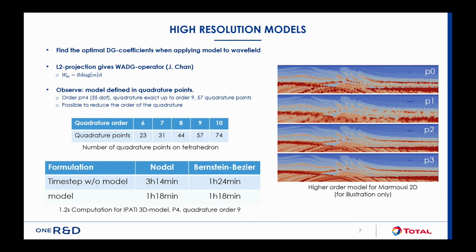So with the nodal, the complete time step without applying the model takes 3 hours and a bit. Bernstein-Bezier is 124. But the model takes the same for both. And this is still the same amount of time as for the previous. But you see in the picture that when you increase the order, you resolve your model better and better.